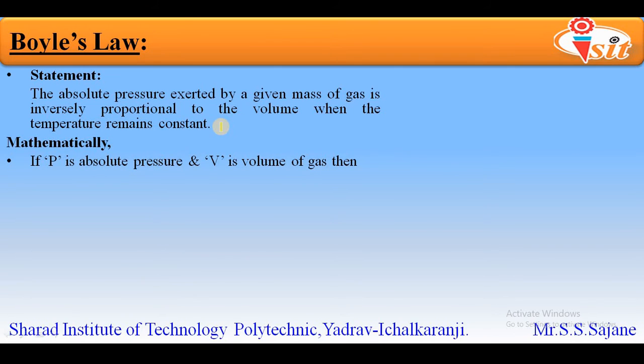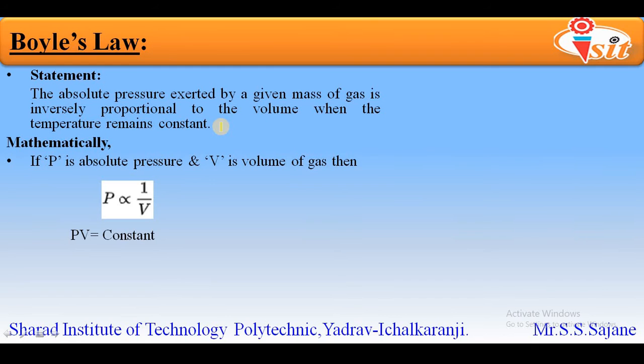If P is the absolute pressure and V is the volume of gas, then the pressure of gas is inversely proportional to the volume, or in other words, we can say that the product of pressure and volume is constant. But here the important thing is you should remember that this condition will prevail if the temperature is constant. So this is Boyle's law.